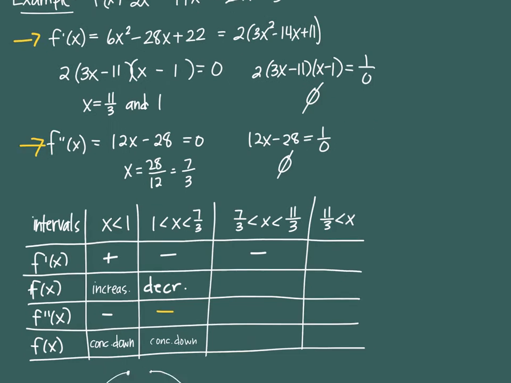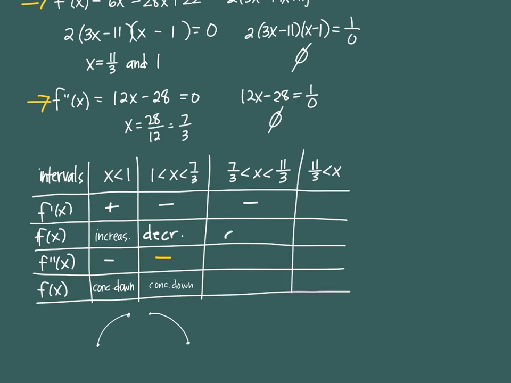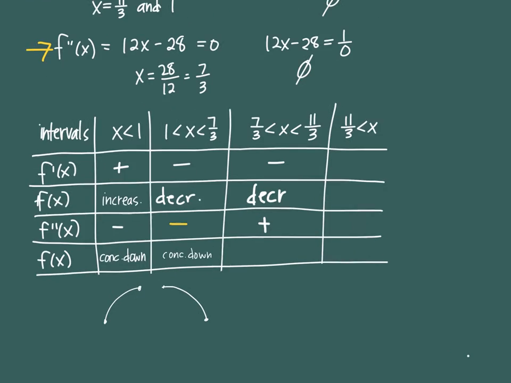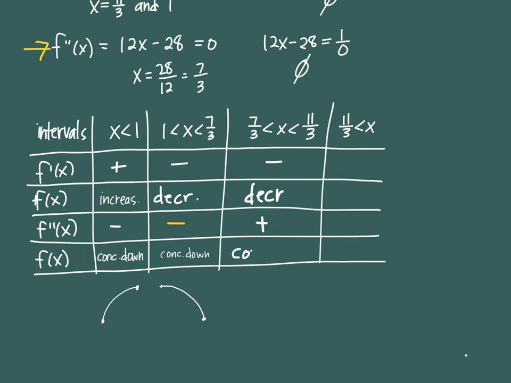So we've got decreasing. And we'll take the number 3, and we're going to put that into our second derivative. That's going to give me a positive number. So now I know for the first time I've got concave up. And so I need a decreasing piece that's concave up. It needs to be going down, but bending in a way that it's concave up. And so again, we'll make that continuous as we connect all these pieces together.